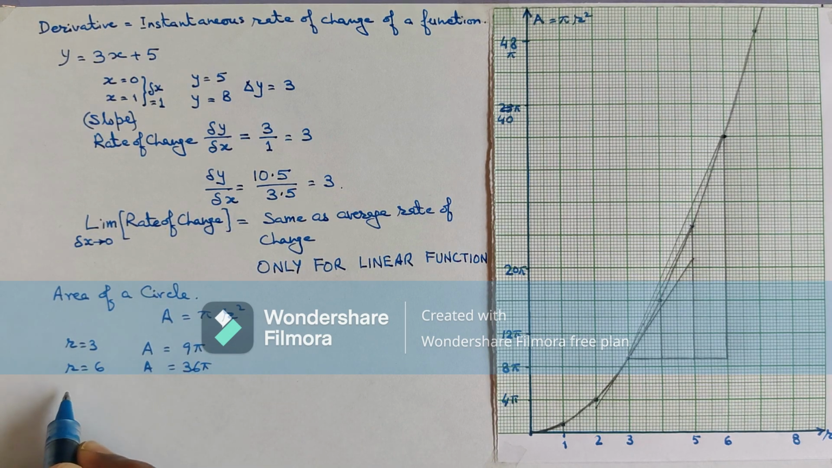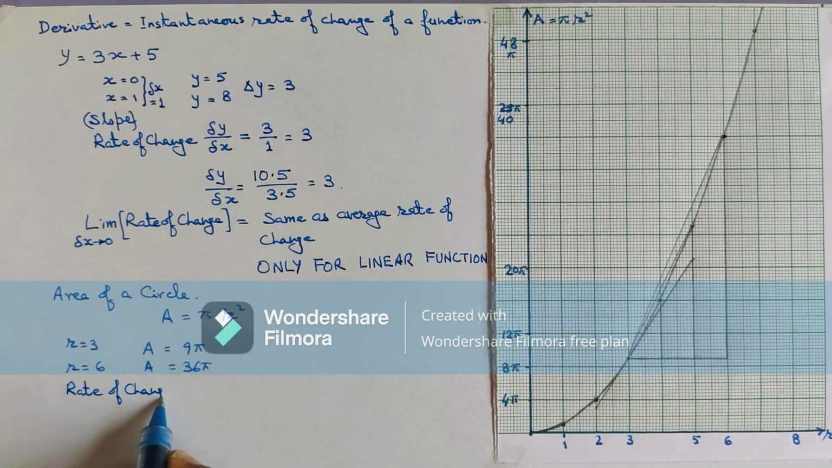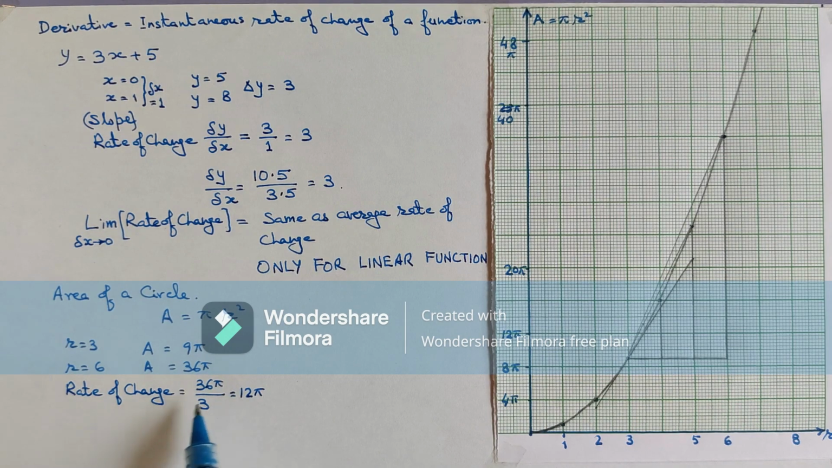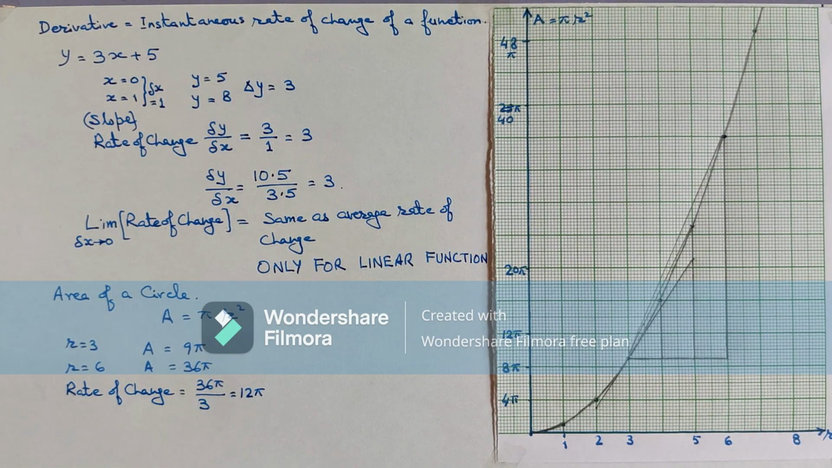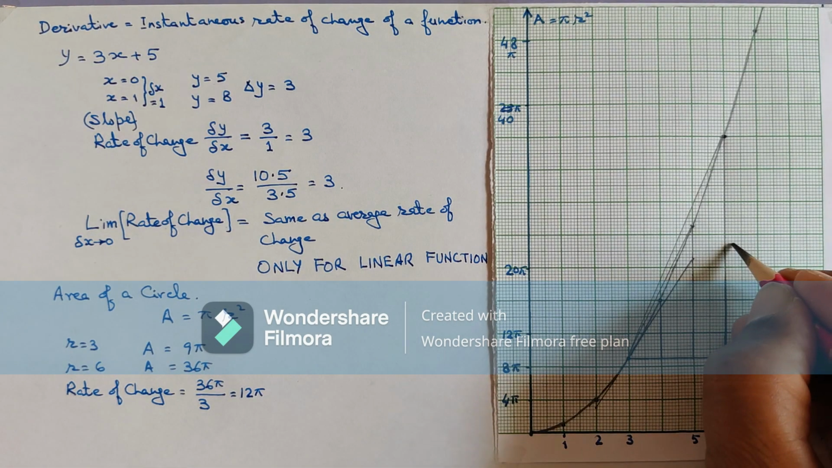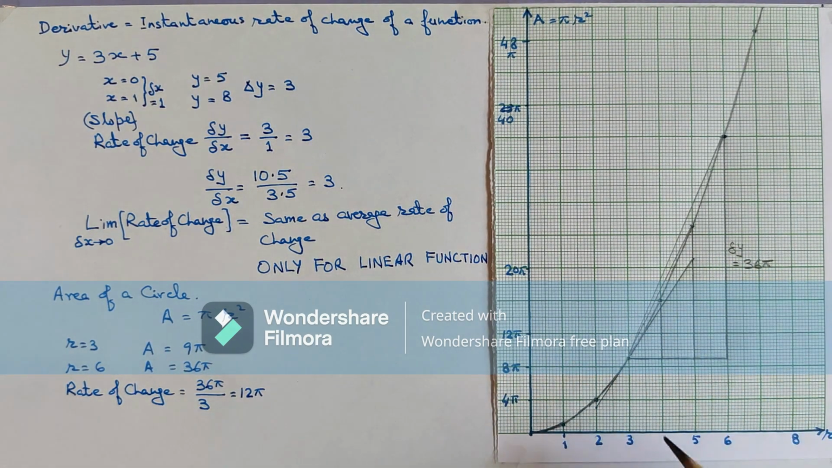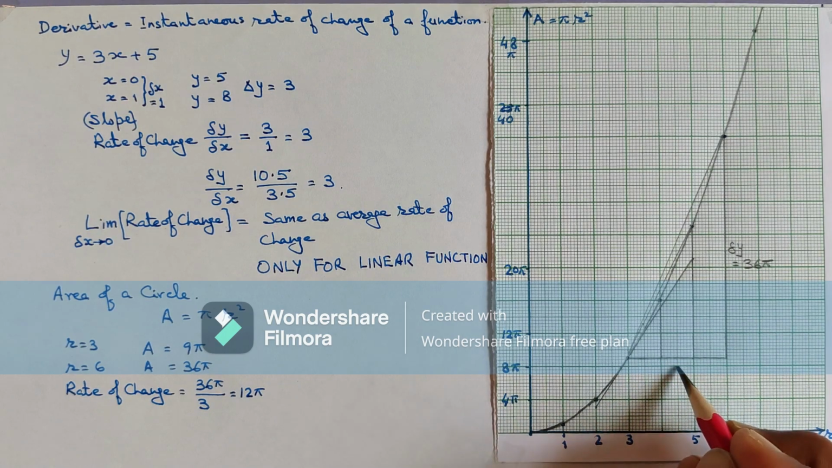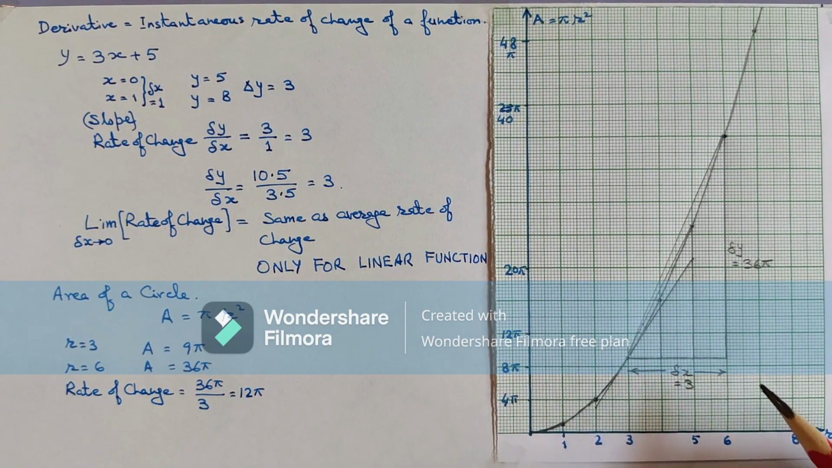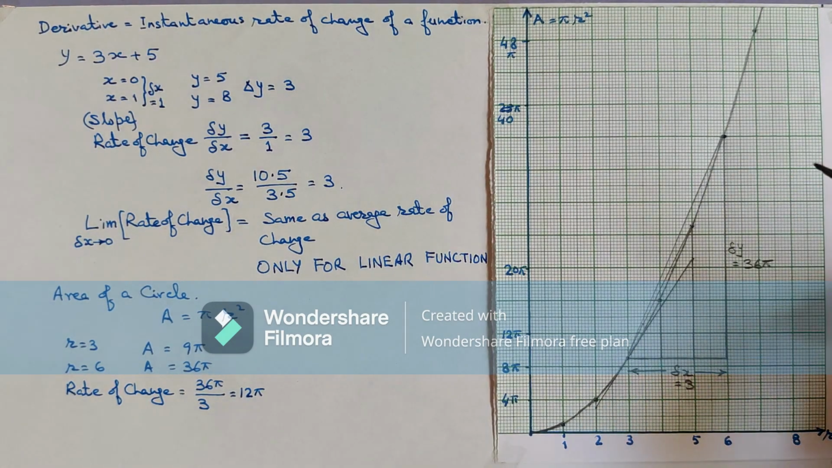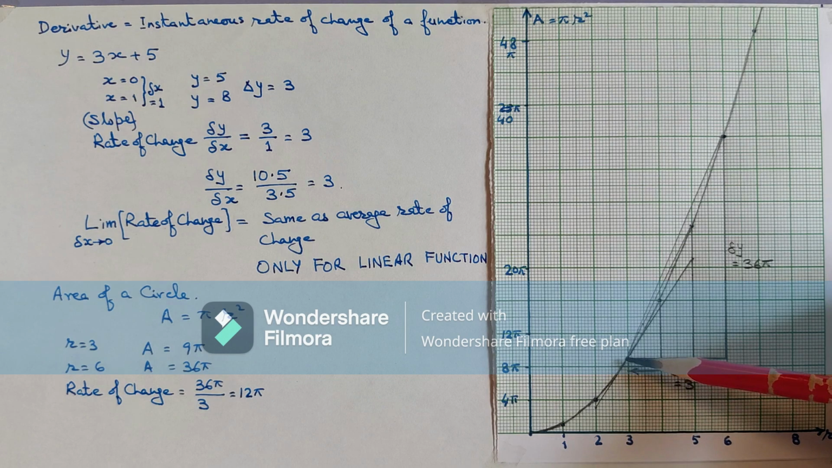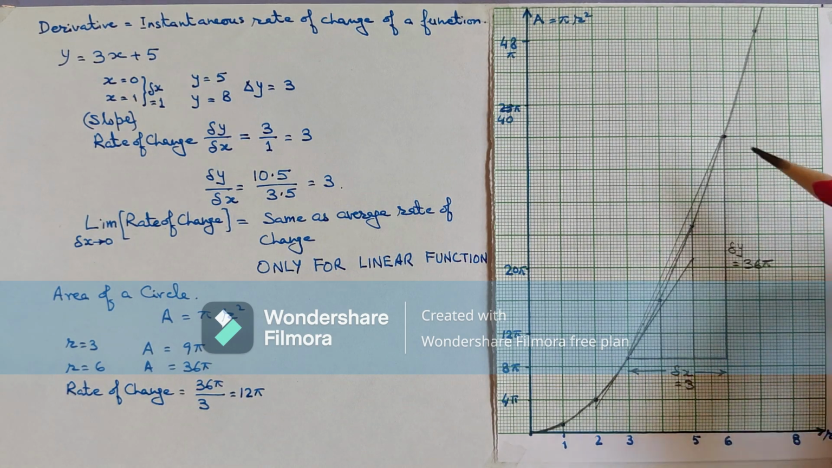And the slope, the rate of change, this rate of change 36 pi upon 3. 36 pi here is this delta y, and 3 here is this delta x. So this happens to be the slope of the line joining these 2 points. First point was radius is equal to 3 and area is equal to 9 pi. Second point was radius is equal to 6 and area is equal to 36 pi.